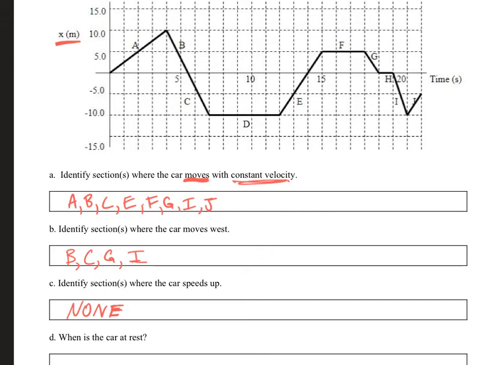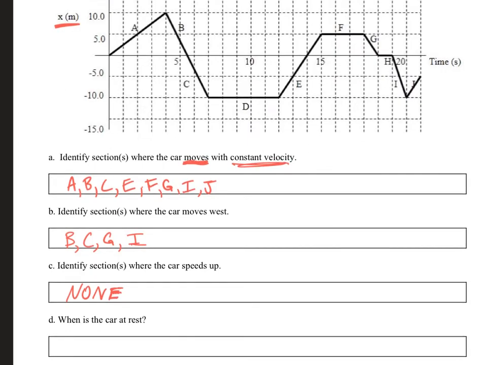When is the car at rest? We kind of answered this when we answered A. It's pretty much any section that's not listed in A. So those would just be D and H because they're flat lines. They're staying at the same position. If you're staying at the same position, you're not moving.